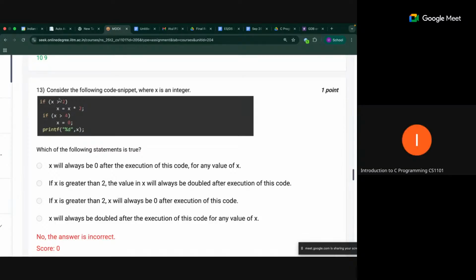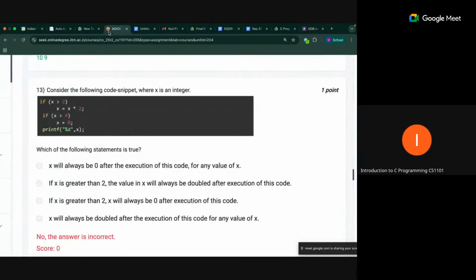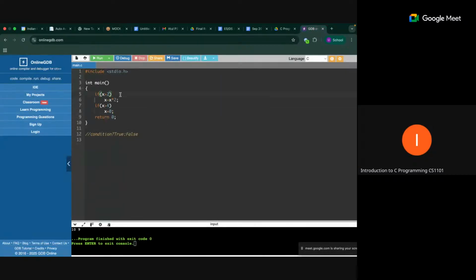Okay. So actually, how does this work? First they have mentioned this: if x is greater than 2, what does it have to do? X is equal to x into 2, right? Similarly, if x is greater than 4, what does it have to do? X is equal to 0, right?